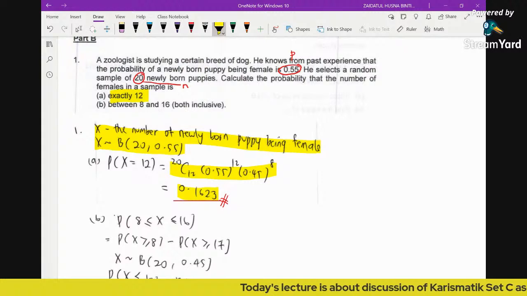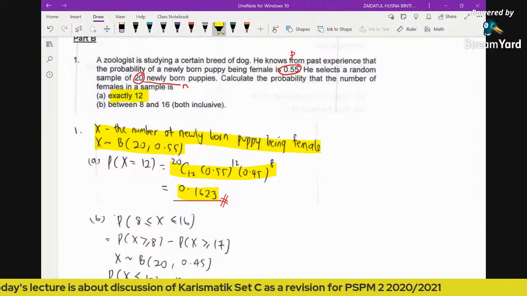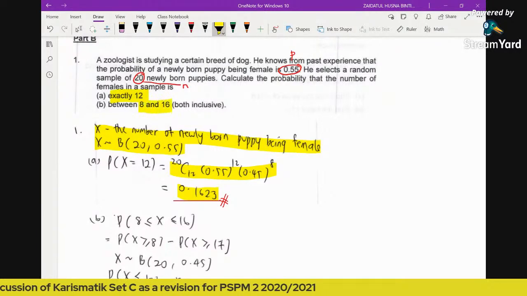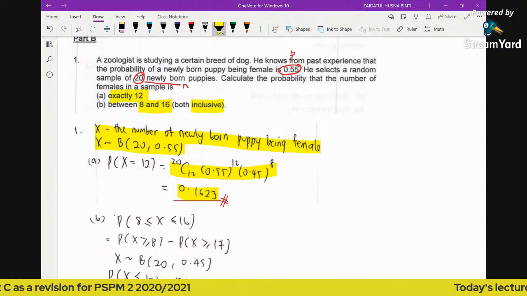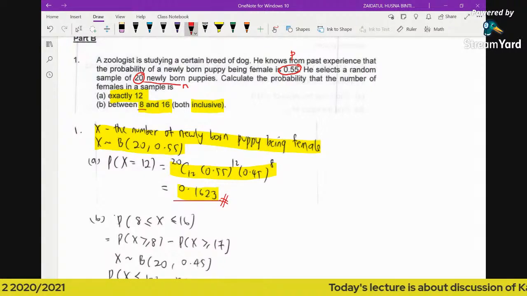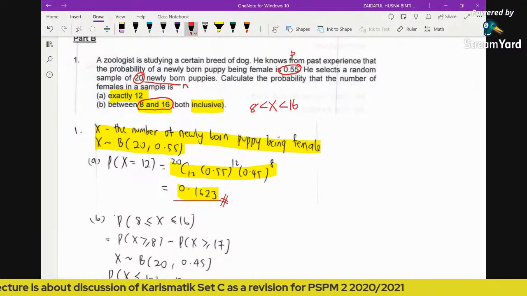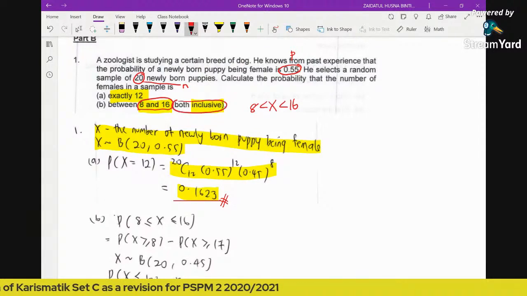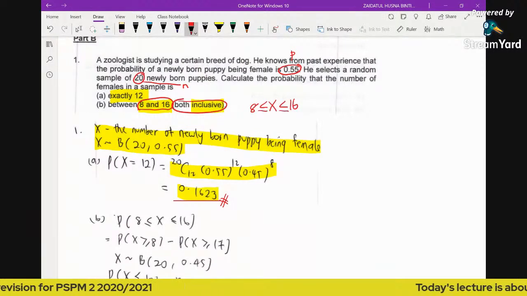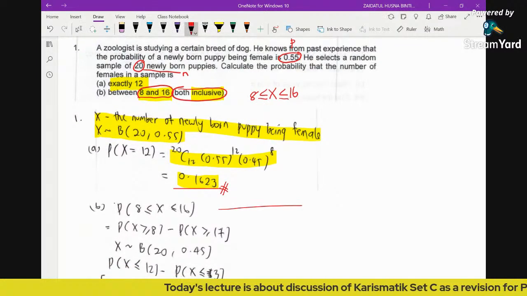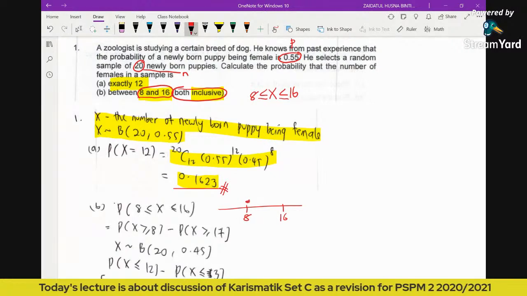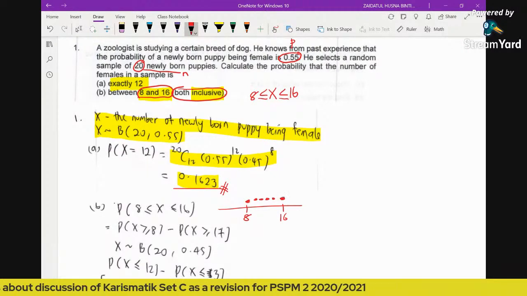Okay, and then, all right, the question says find the probability that the number of females in the sample is between 8 and 16, both inclusive. So both inclusive means, in the beginning, when we talk about between 8 and 16, between means there's no equal sign. But now because of the words both inclusive, that means both 8 and 16 are included. So we have to put the equal sign. So now we want x to be from 8 to 16, yeah? So from 8, the dots here, until 16.